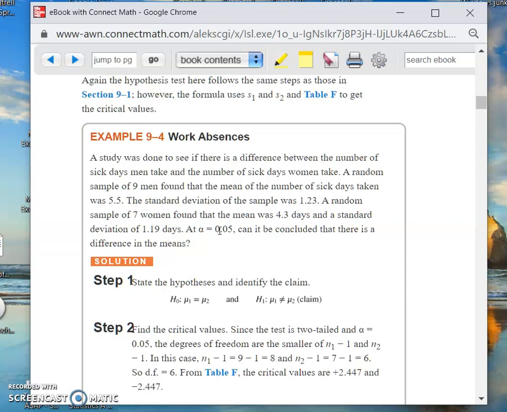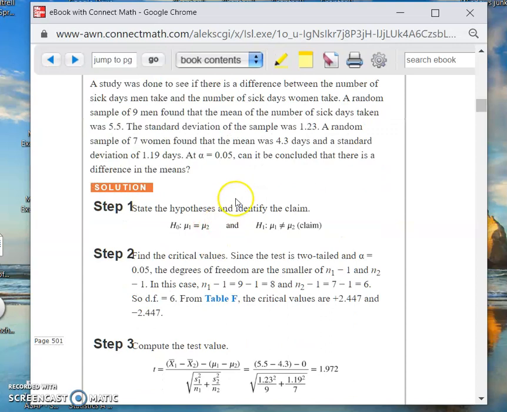The X bar is the mean of the sick days, and X bar 1 is the mean number of sick days that men took. That's 9 men, 5.5 is the X bar. The standard deviation of that sample was 1.23. Now we'll go to the women. We took 7 women and found that the mean was a different number, 4.3, with a standard deviation of 1.19. At alpha equals 0.05, can it be concluded that there is a difference in the means?